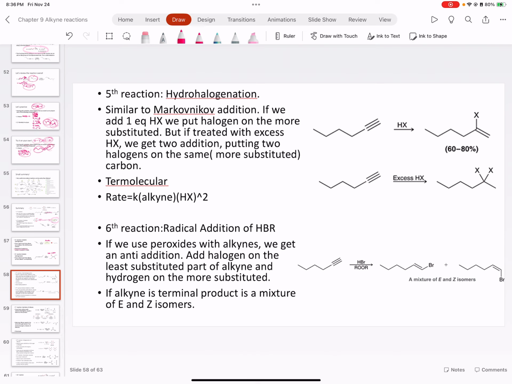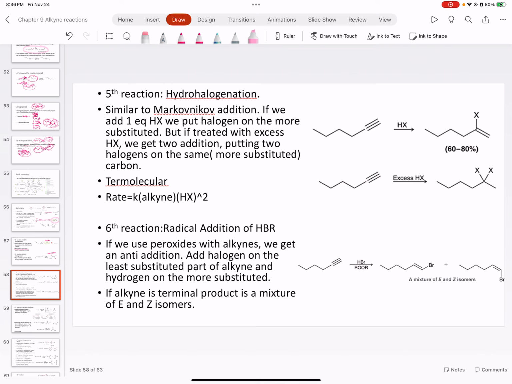Okay, fifth reaction. Hydrohalogenation is similar to Markovnikov addition. If we add one equivalent of HX, we put the halogen on the more substituted carbon, but if treated with excess HX, we get two additions, putting two halogens on the same, more substituted carbon. This is a termolecular reaction. The rate is k times [alkyne] times [HX] squared.